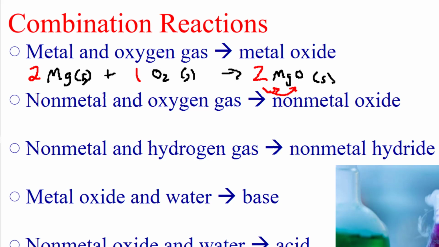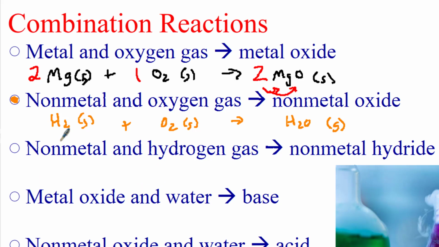The next combination reaction we're going to do is called a non-metal and oxygen gas. Let's pick a non-metal and oxygen gas. Let's pick hydrogen gas and oxygen gas. Well, what happens when we put hydrogen gas and oxygen gas? We're going to make a non-metal oxide. So what's the non-metal oxide when hydrogen is with oxygen? That's H2O, H2O gas. And you might say, Mr. Ayton, why don't we put H2O2? Well, because that's not what actually happens. It makes H2O.